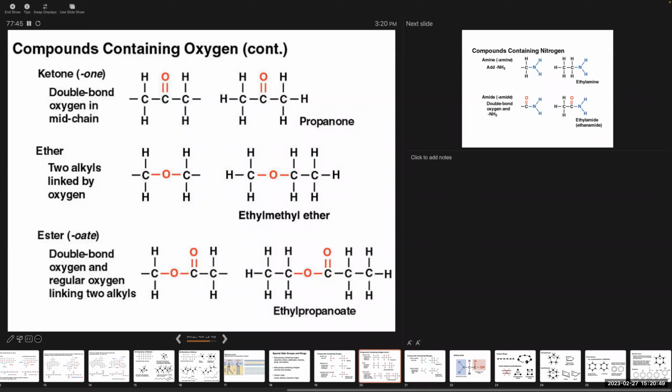Ether is actually a broader category of organic molecules. An ether represents two alkyl groups, so two short carbon side chains linked together by an oxygen in the middle. So here's an example of an ether. This is known as ethyl methyl ether. It's a methyl group, a single carbon alkyl group, and an ethyl group, a two carbon alkyl group, and they've then been joined by this oxygen.